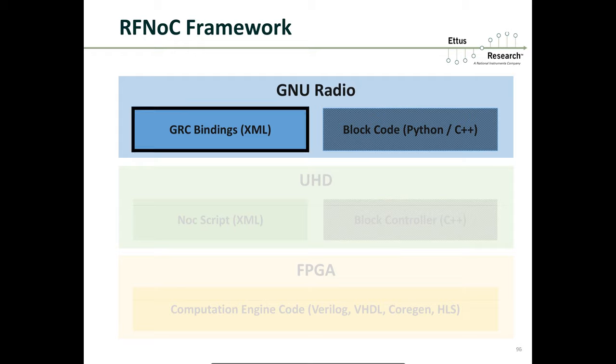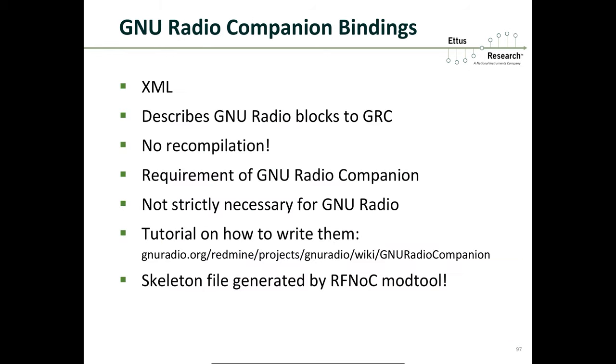We do, though, need to let GNU Radio Companion know about our block. And of course, with gr_modtool, it generated a skeleton file for us. With GNU Radio Companion XML files, what they're doing is they're describing the block to GNU Radio Companion, similarly to how our NoC script is describing it to UHD. GNU Radio Companion needs to know what the parameters of the block are, what its inputs and outputs are. This is a requirement of GNU Radio Companion, not necessarily GNU Radio itself. Most people use GNU Radio Companion, so in general, you'll be implementing this particular XML.